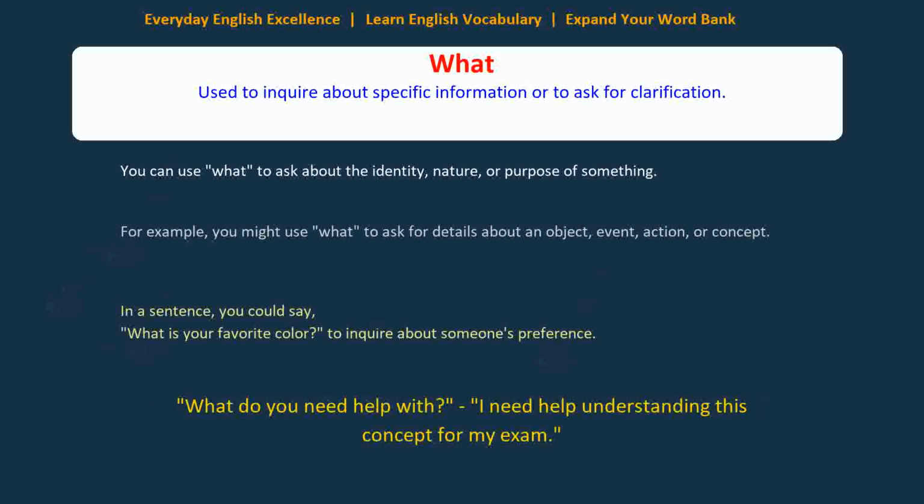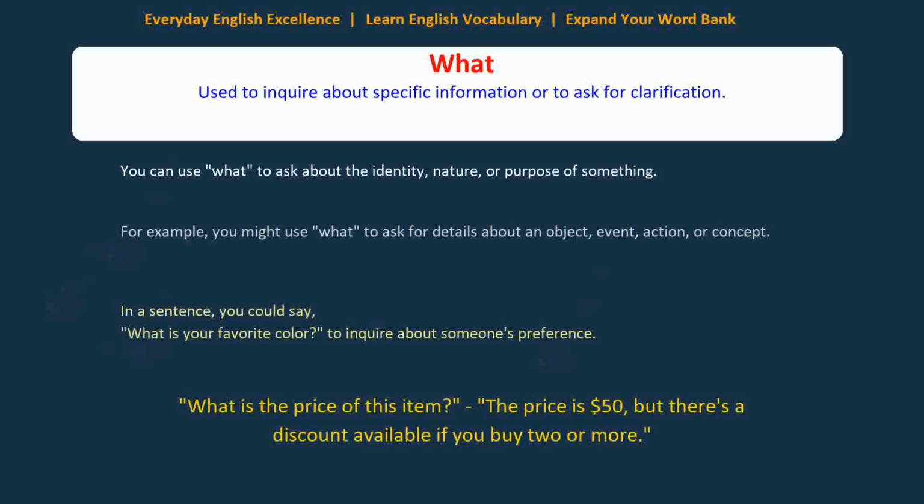What do you need help with? I need help understanding this concept for my exam. What is the price of this item? The price is $50, but there's a discount available if you buy 2 or more.